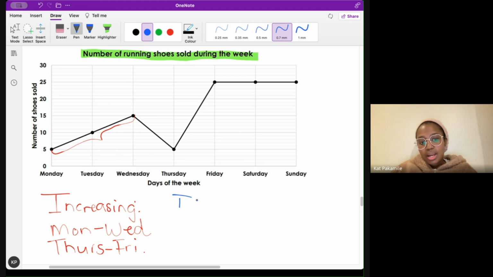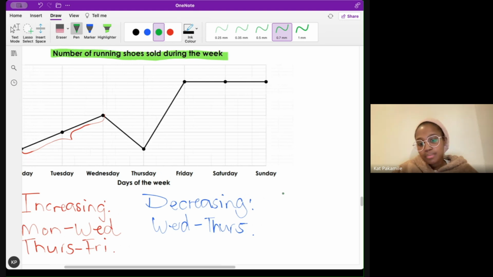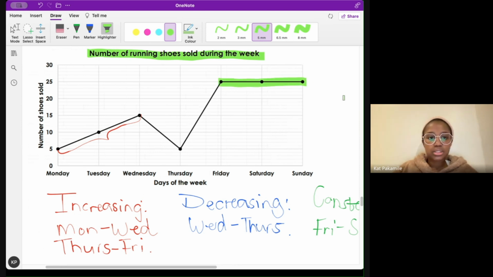Okay. Now we have a decreasing interval. And when is this graph decreasing? It is decreasing from Wednesday to Thursday. Wonderful. And when is this graph constant? Friday to Sunday. And we know it's constant because we have a straight line. Wonderful.